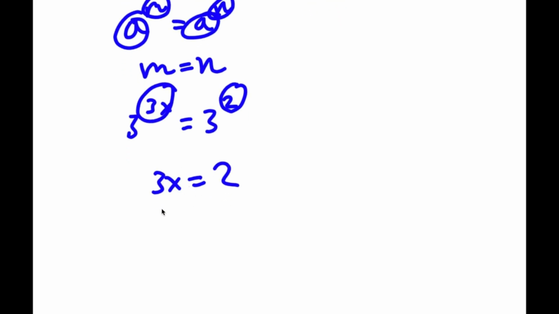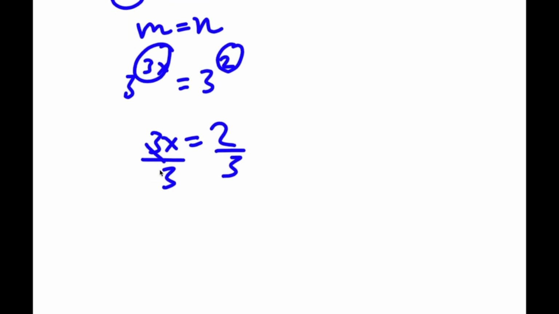So now we have a simple equation, 3x is equal to 2. If I divide both sides by 3, these two cancel out, and I get x is equal to 2 over 3.